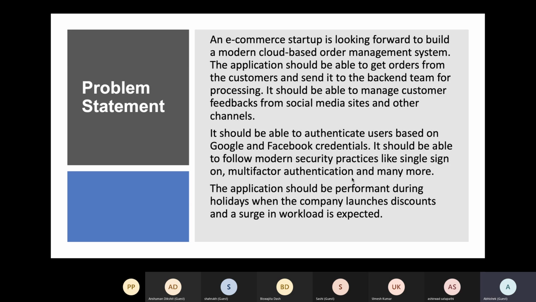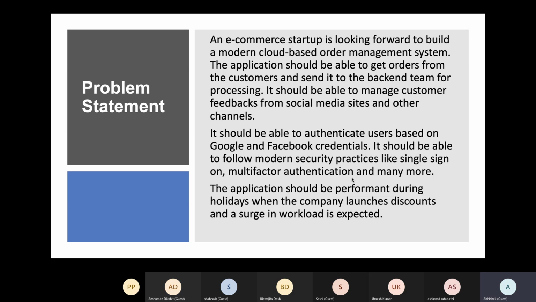So this is my problem statement, and let us see how we can build a solution around this. All of you got the problem statement, right? Is there anyone who doesn't get this? All good. Abhishek, we got it.